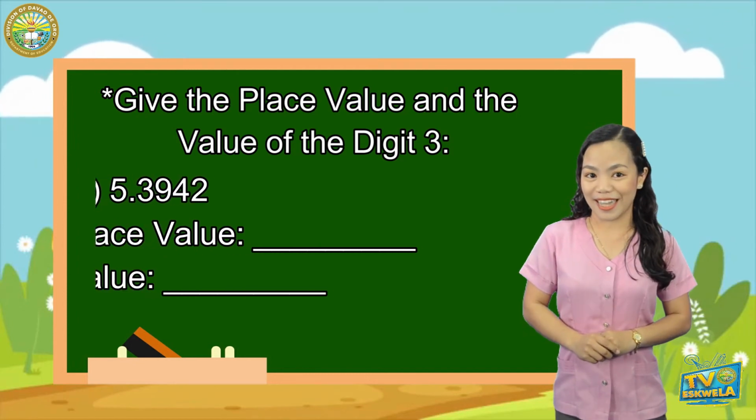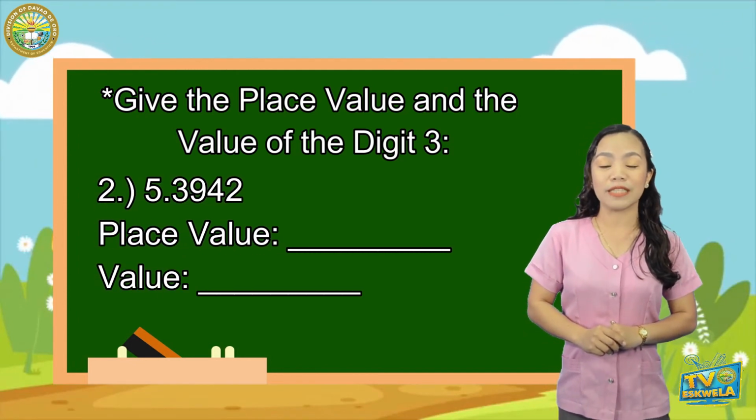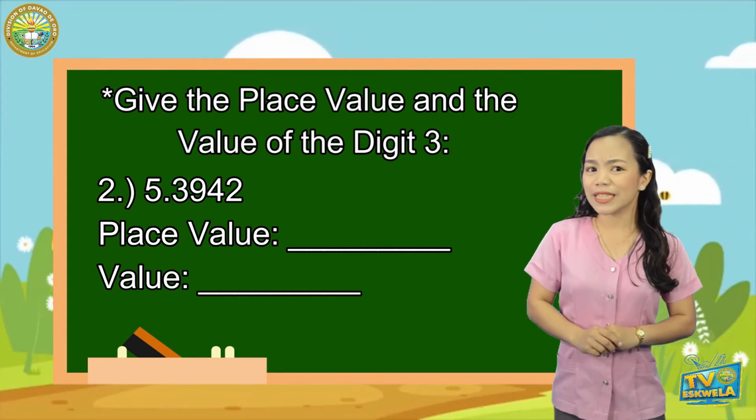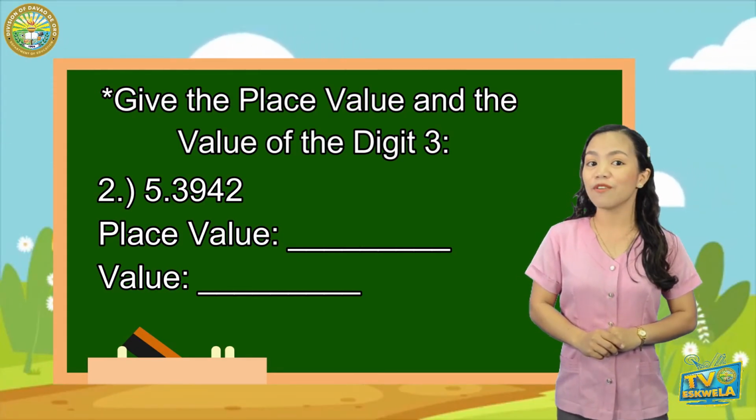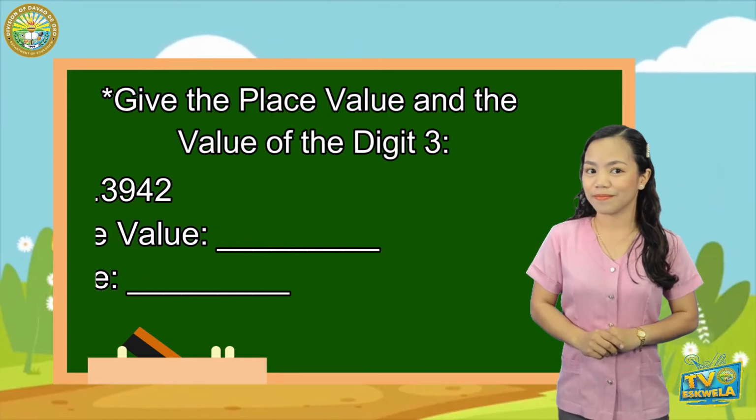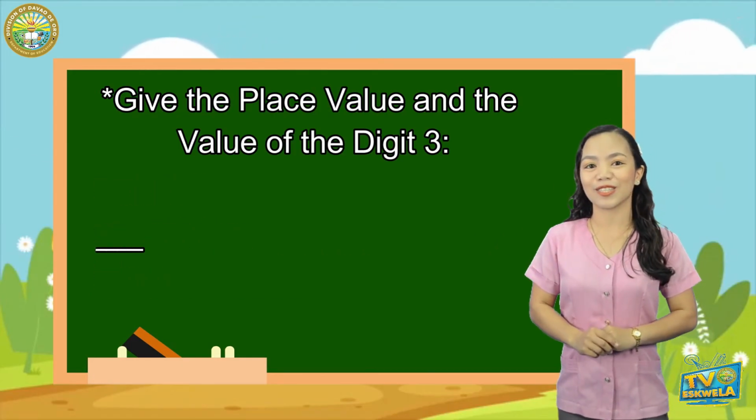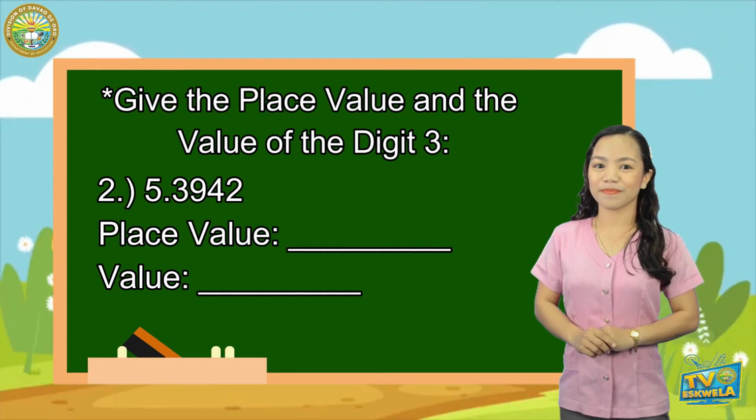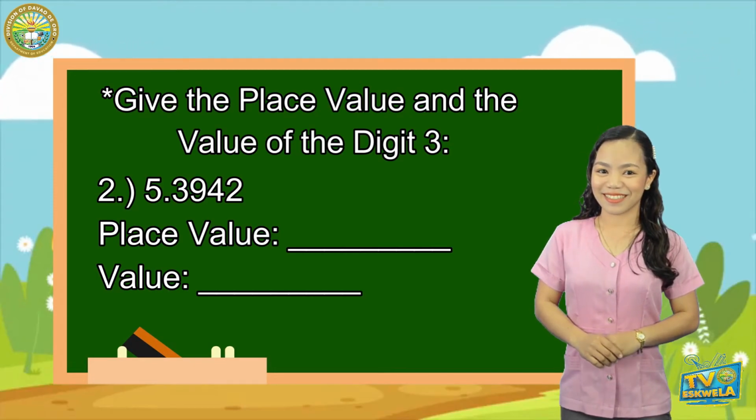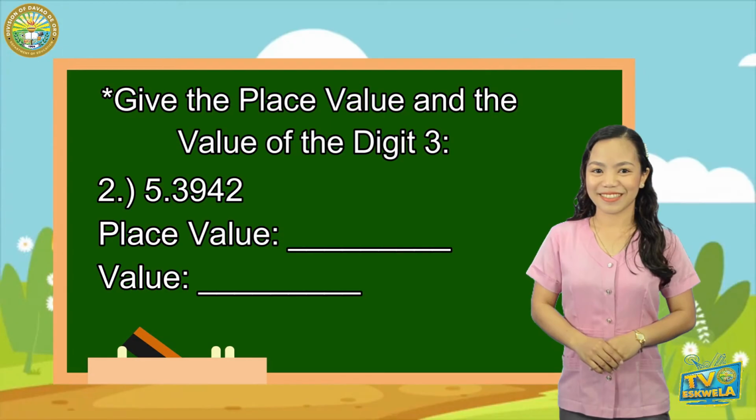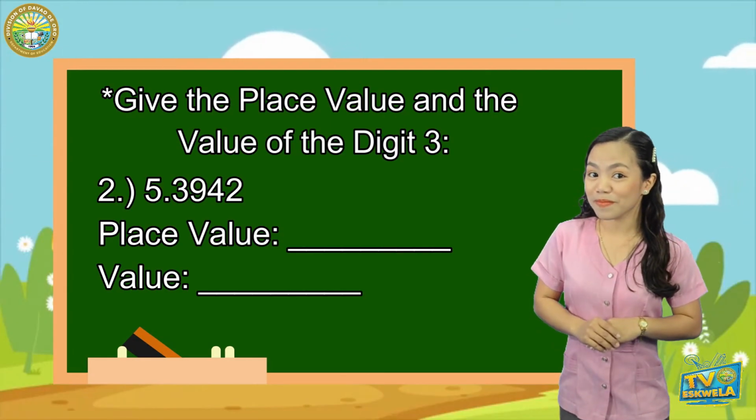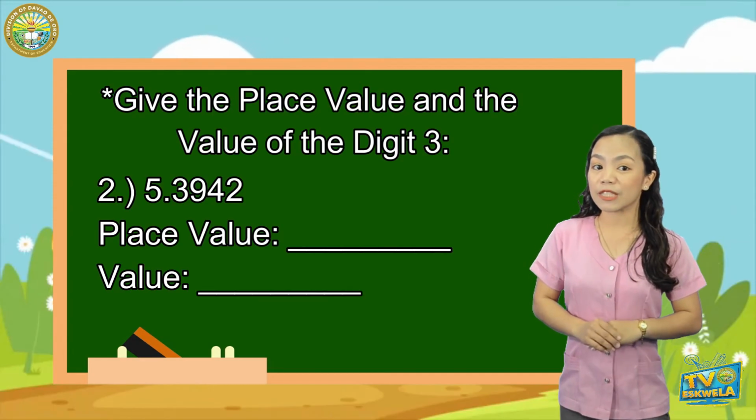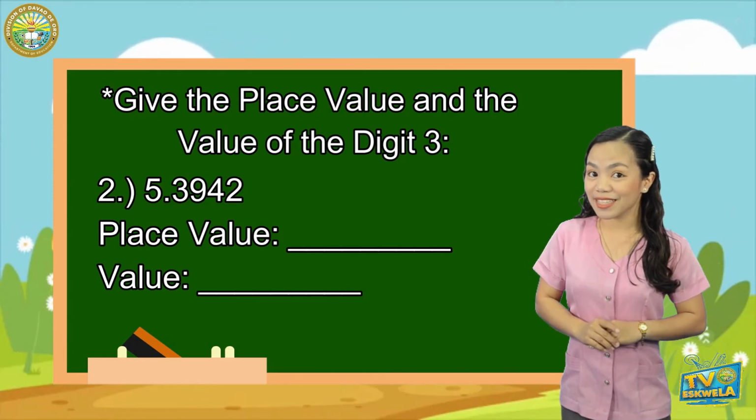5.3942. Again, 5.3942. What is the place value and the value of 3? Your 10 seconds starts now. Time's up. Let's check your answer. The place value of 3 is?